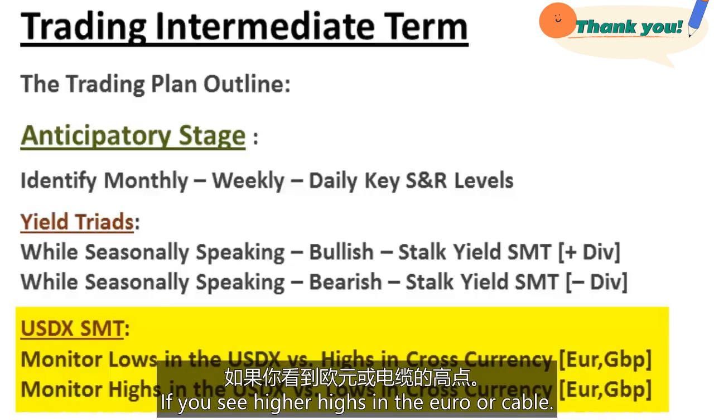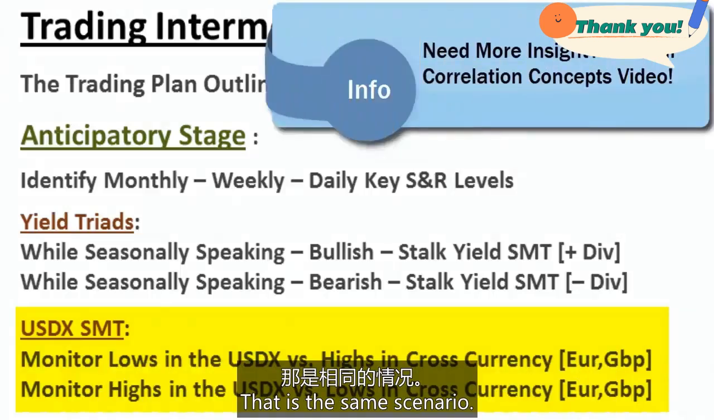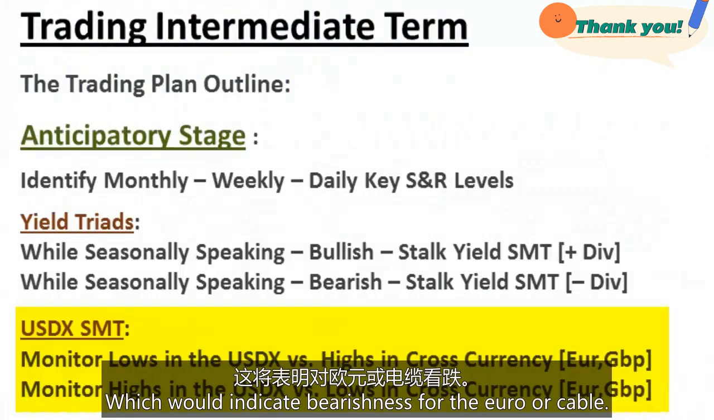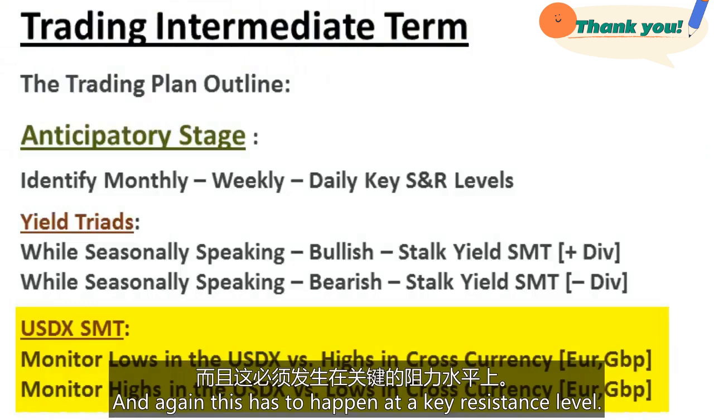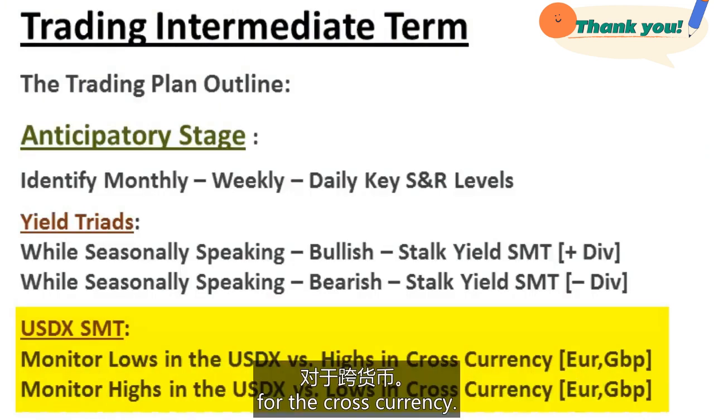If you see higher highs in the euro or cable, but a failure to go lower on the lows on the dollar index, that is the same scenario. That is bullish for the dollar, which would indicate bearishness for the euro or cable. And again, this has to happen at a key resistance level for it to be bearish for the cross currency.